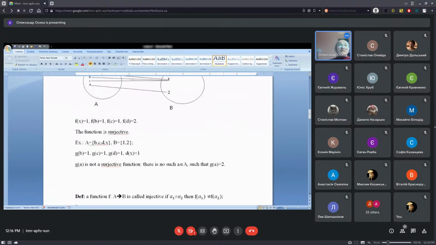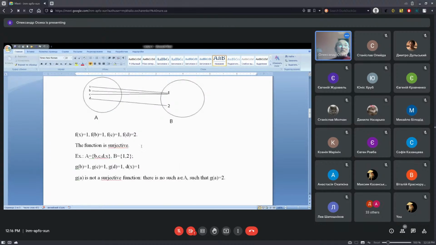Well, for example, we have 1, 2, these are elements from B, and f of X is 1, f of B is 1, f of C is 1, f of D is 2. That's why the function is surjective.